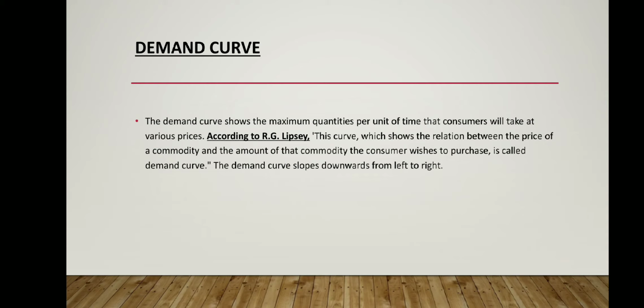Now comes to demand curve. Basically, demand curve shows the maximum quantities per unit of time that consumers will take at various prices. According to R.G. Lipsey, this curve, which shows the relationship between the price of a commodity and the amount of a commodity the consumer wishes to purchase is called demand curve. And the demand curve slopes downwards from left to right.